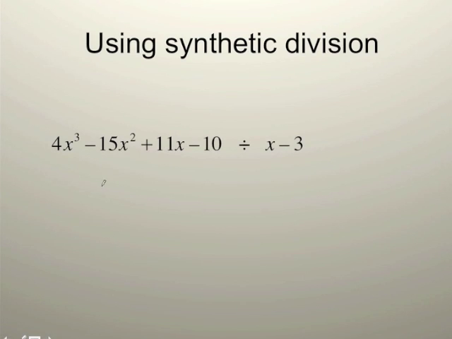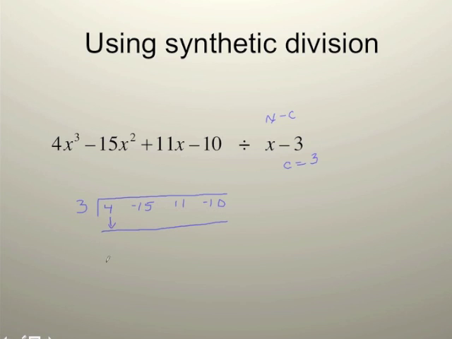And here is an example, and follow these steps. Now, if this form is x minus c here, then my c equals a positive 3. And that's what we're going to use as the divisor, a positive 3. We're not bothering to write the x's here. We're only writing the coefficients. And we have to make sure we don't skip anything. So 3, 2, 1, 0, we've got everything. 4, leave a little room, negative 15, 11, negative 10. And we draw a line here.